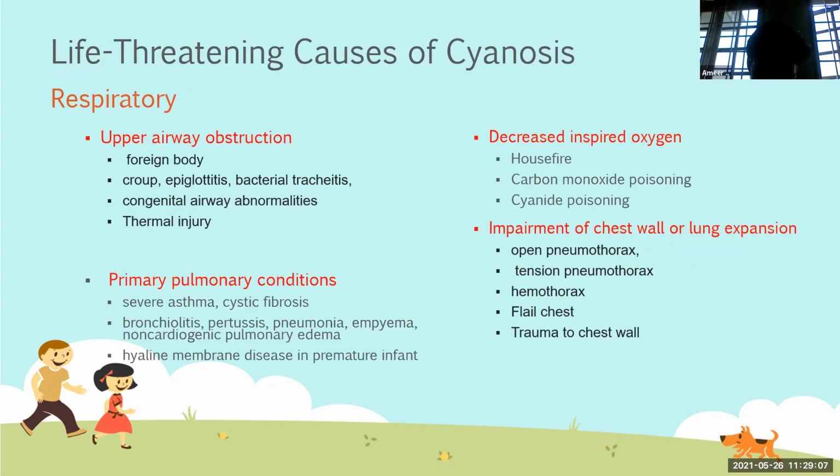So now we will continue with the life-threatening causes of central cyanosis. The most common cause of cyanosis is problems in the respiratory system. Among the diseases in the respiratory system, I divide it into 4 groups. Okay, the first is diseases that cause upper airway obstruction. The first is a foreign body obstruction in the upper airway. The foreign body will reduce the air intake into the lung and then cause cyanosis.